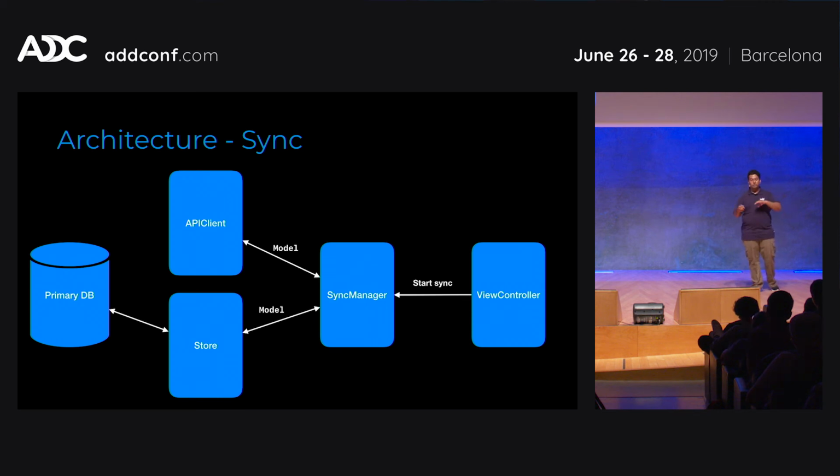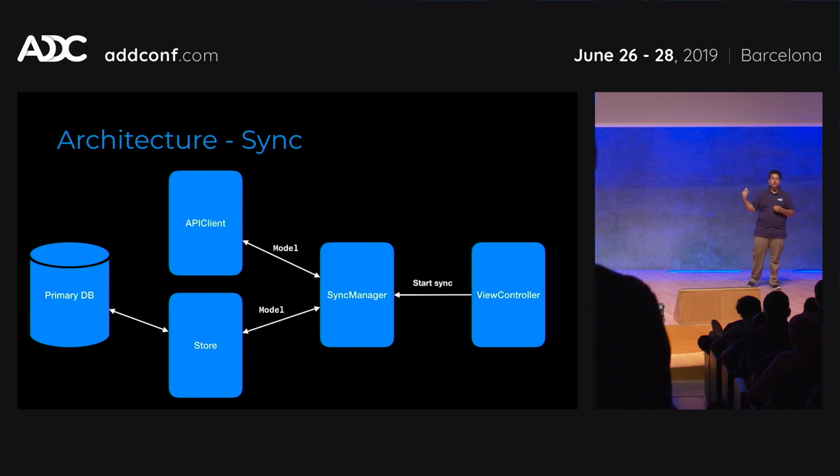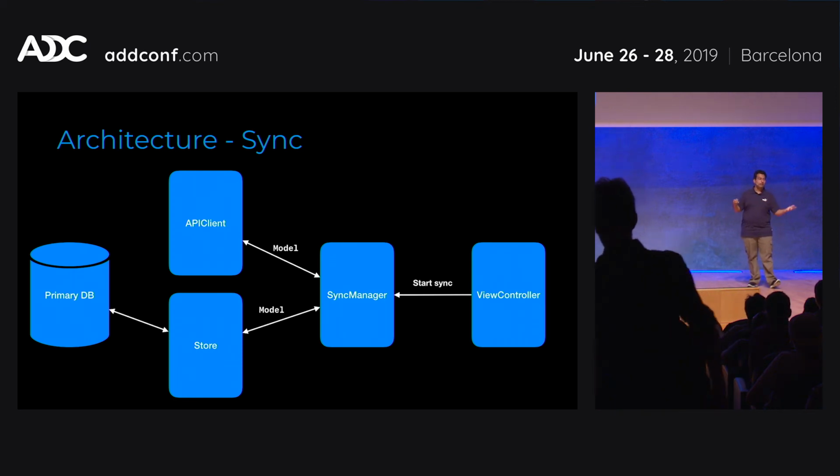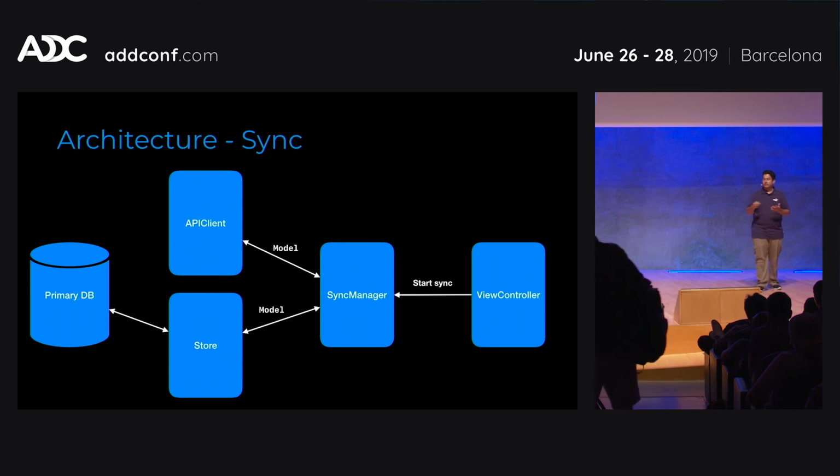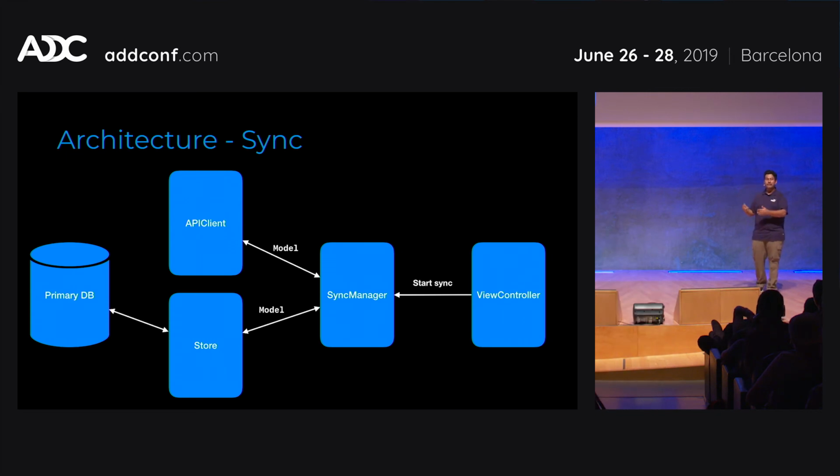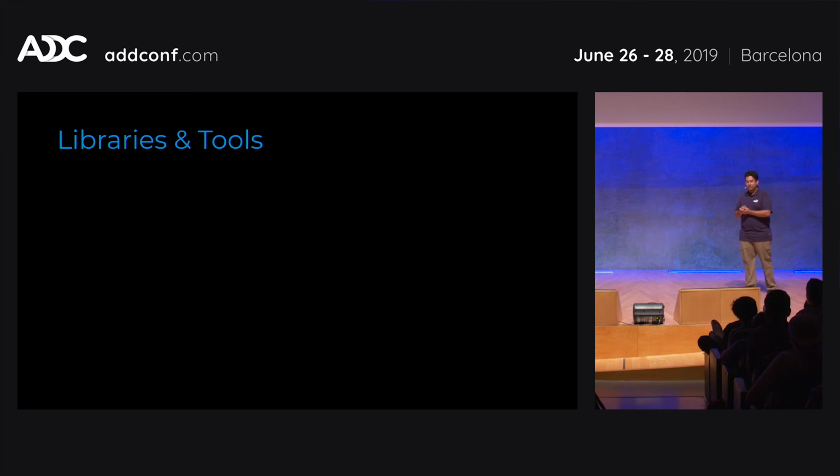The sync manager then goes to the store and asks, what are the model objects that need to be updated on the server? You push them up to the server through an API client of some sort, and use the same API client to get the updated version from the server and write it back to the database. Now, the nice part about this is that this can run completely in the background. So it's not dependent on your UI at all. It's a nice thing.